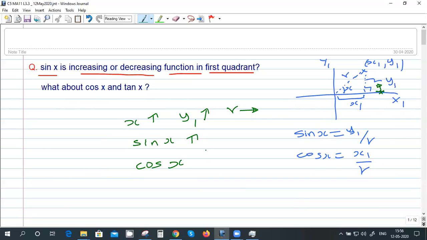What about cos x? Cos x is x1 by r. So r will stay the same, and x1 will increase? From here x is something. As you move here, the length of this is going to change. On the y-axis, what is x1? 0. So here, x1 on the x-axis.